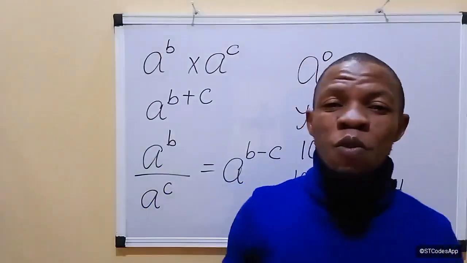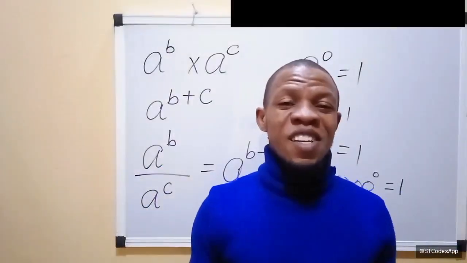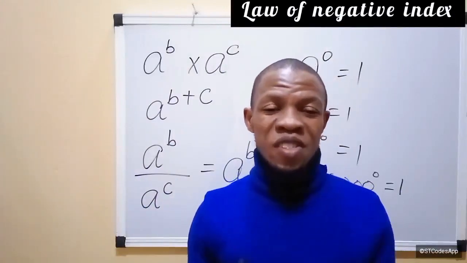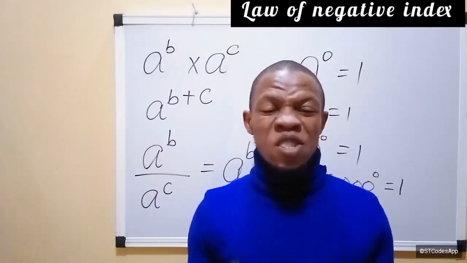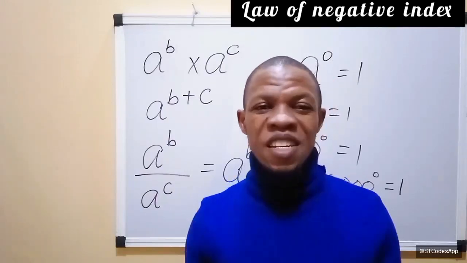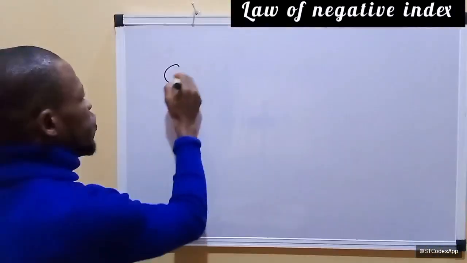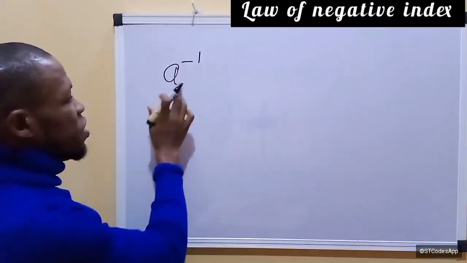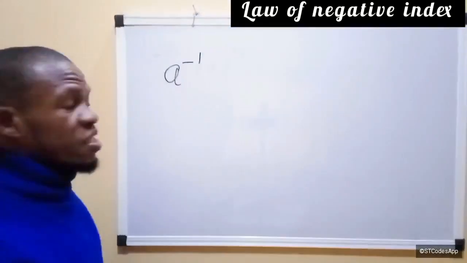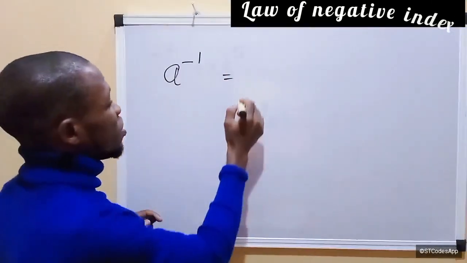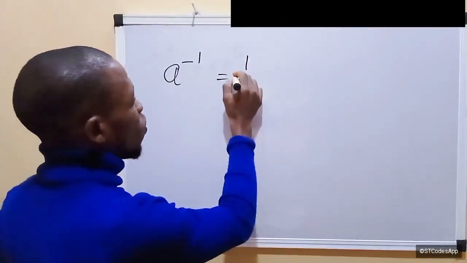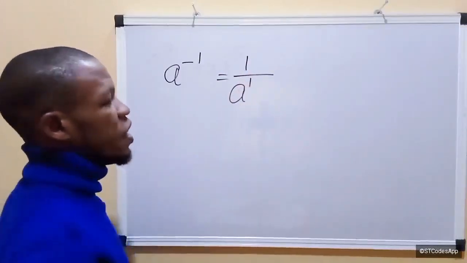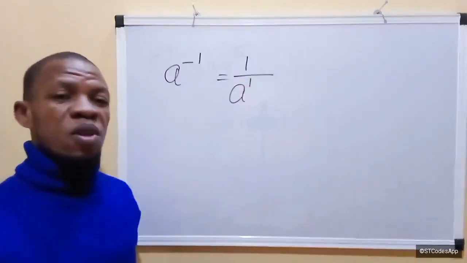Then we also have the law of negative index. This law states that when a quantity is raised to the power of a negative index, the result is the reciprocal with the base raised to the power of the positive index. What does that mean? If we have a raised to power minus 1, this is showing the law of negative index because the power here is negative. So it's saying that it is the reciprocal, which is 1 all over the base raised to power the positive index. I believe you understand what is reciprocal.